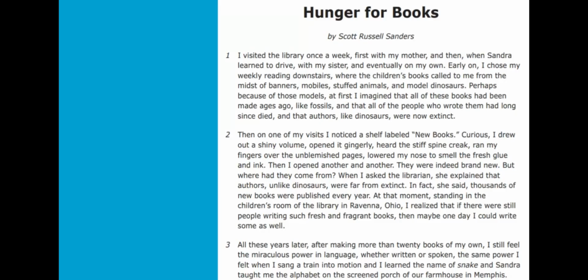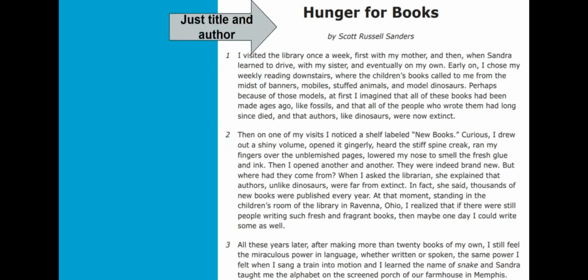We're going to take a look at one more example from this test. It's called "Hunger for Books" by Scott Russell Sanders. Something we've talked about with the other texts is the first thing that you want to do is take a look at the features that give you hints about what kind of text it is, what genre, fiction or nonfiction, and then those subgenres within those bigger categories.